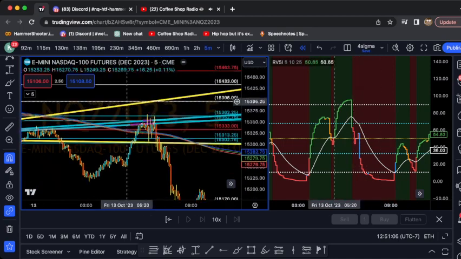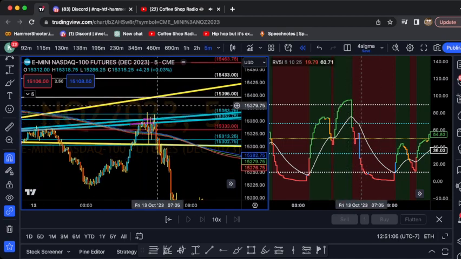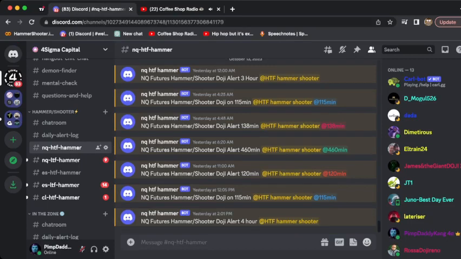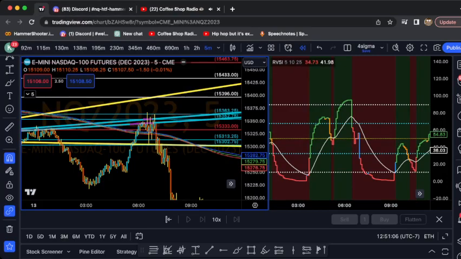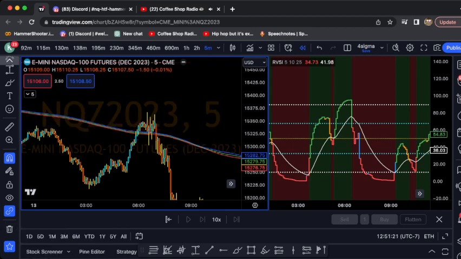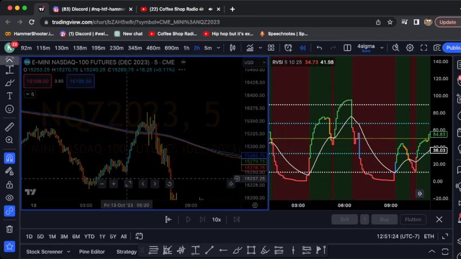But this 460 was great. That was really cool. It just took patience and being smart with your risk management. Now here's the 11 a.m. doji at 120. 120 minute time frame, so 2 hour. Okay, let's look at that one.